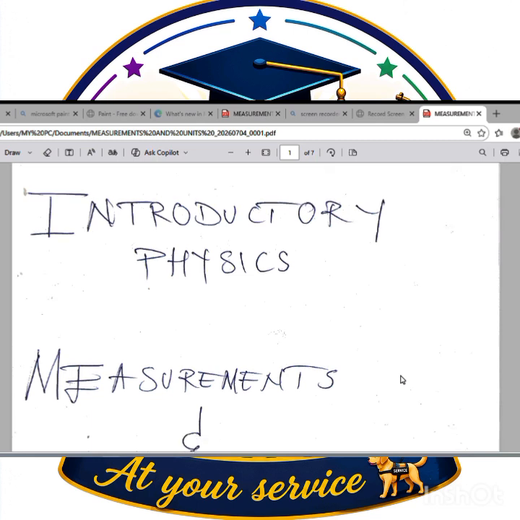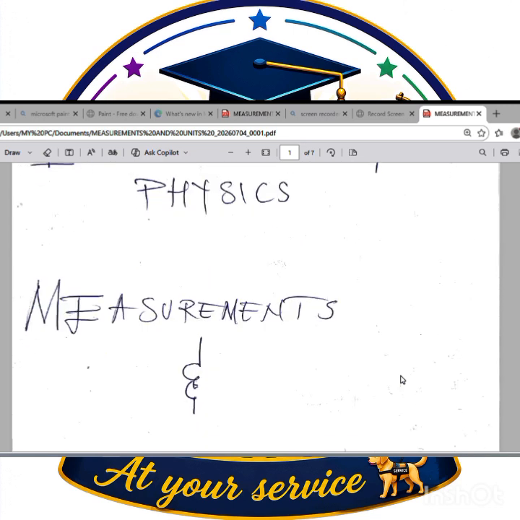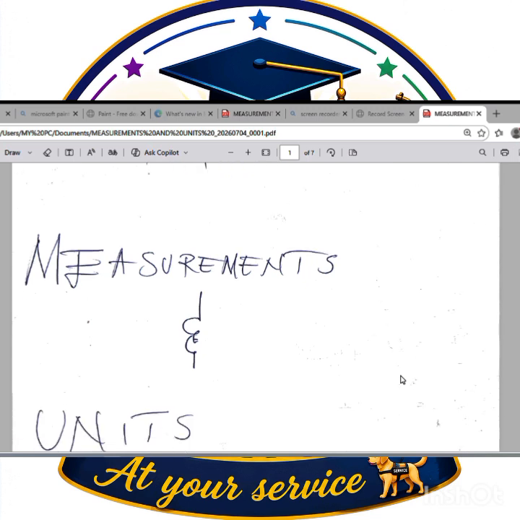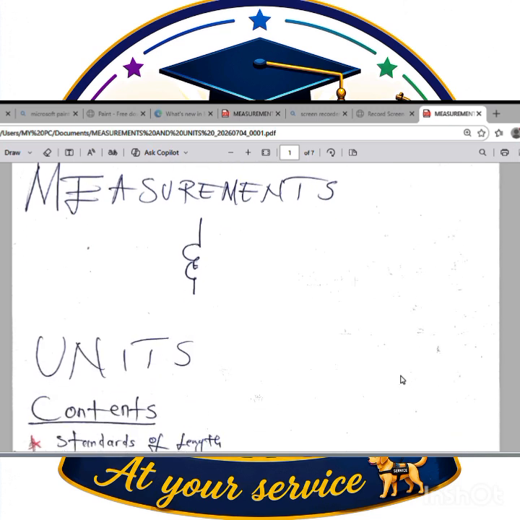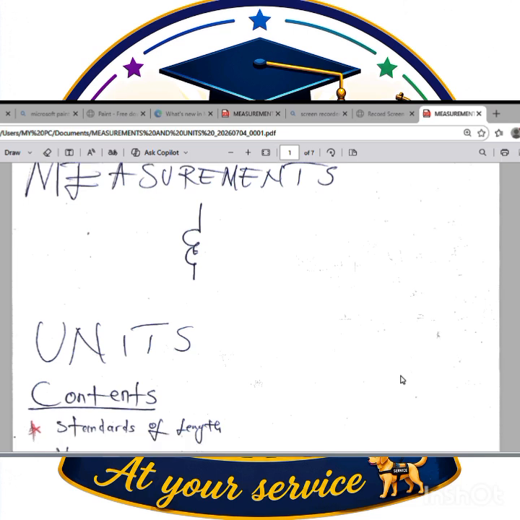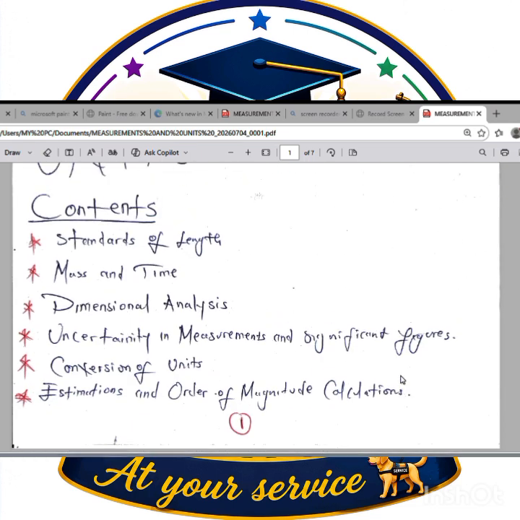Okay, so our first lesson for today will be physics, which is introductory physics, and the course code is PHY 101. I'm going to look at measurements and units as our chapter one. In this chapter, we have objectives, or things which we need to cover. We look at the standards of length, mass, and time. We also look at dimension analysis, the uncertainty in measurements and significant figures. We also look at conversion of units, then estimations and order of magnitude calculations.